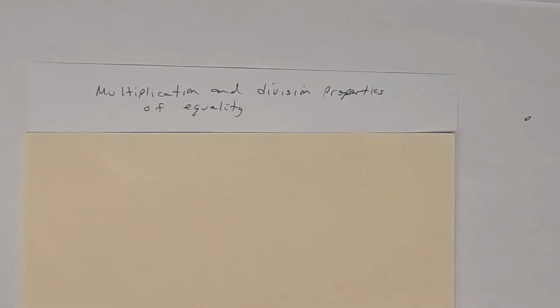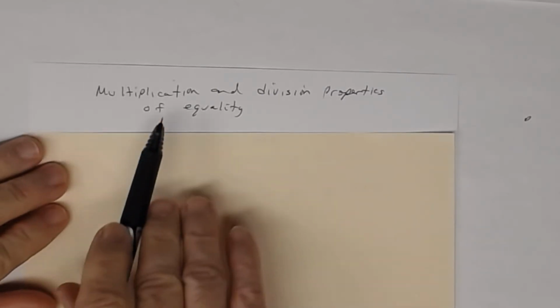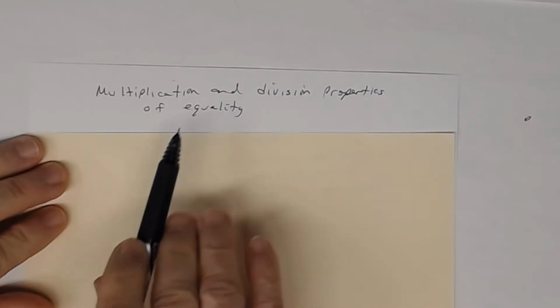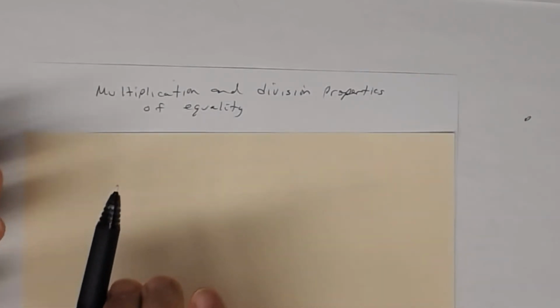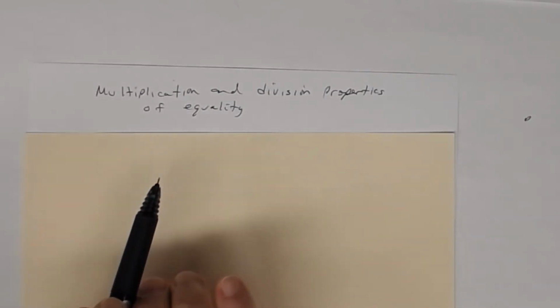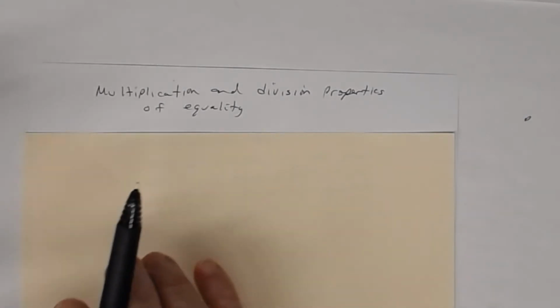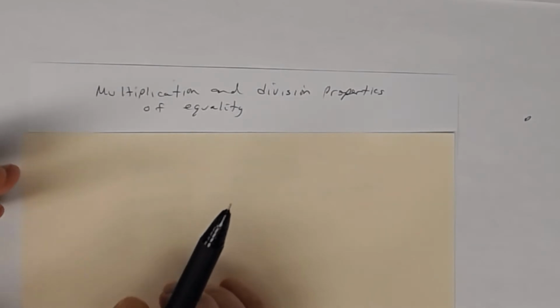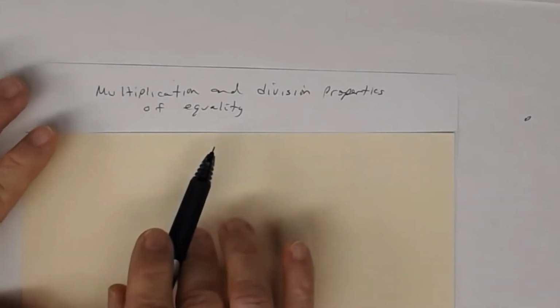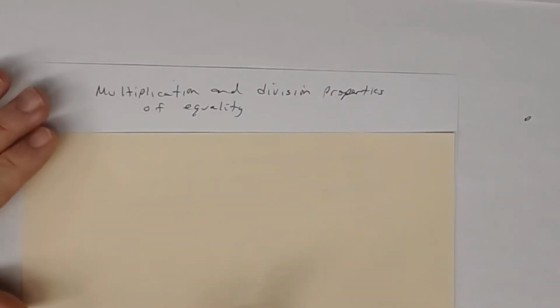Okay, so we're going to continue our discussion on using properties to solve equations. In the previous lesson, we looked at the addition and subtraction property of equality. In this lesson, we're going to look at the multiplication and division properties of equality. Altogether, those four properties will give you enough ammunition to solve all kinds of equations. It's not all of them, but it'll give you enough to solve quite a few.